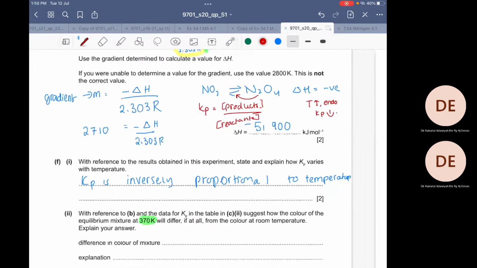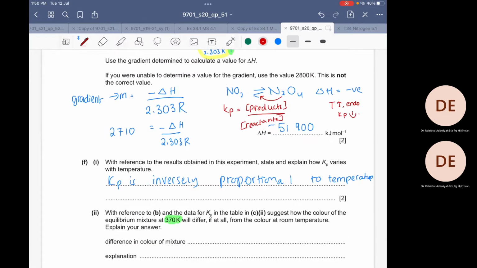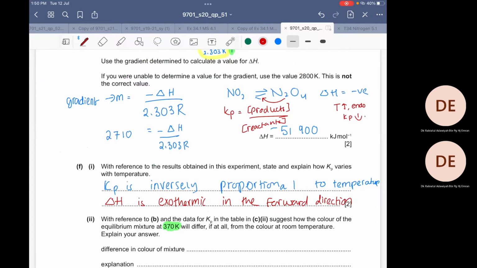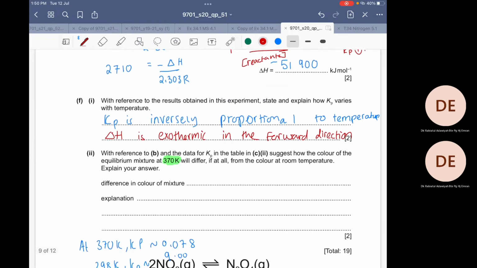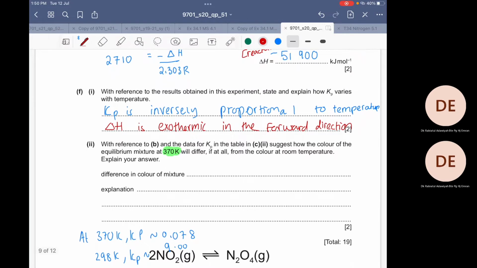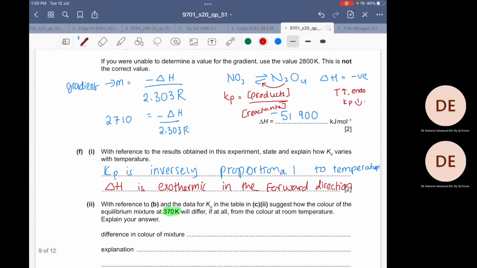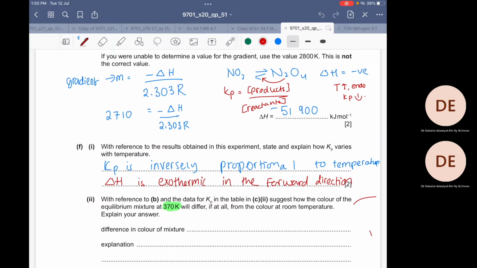So the explanation to why Kp is inversely proportional to temperature is because delta H is exothermic in the forward direction. That's why as you increase the temperature, the forward is not favored, but the reverse is favored instead. That's why you get an opposite or inversely proportional relationship. Okay, last one. Okay, I'll leave that for you to copy down.